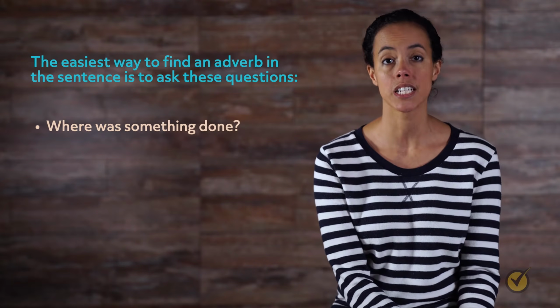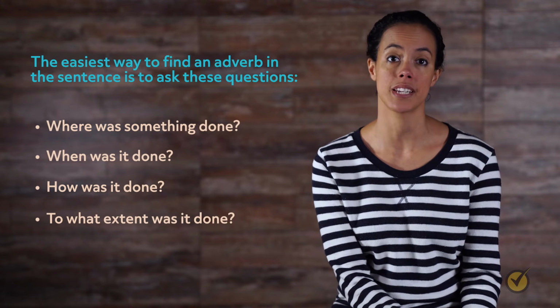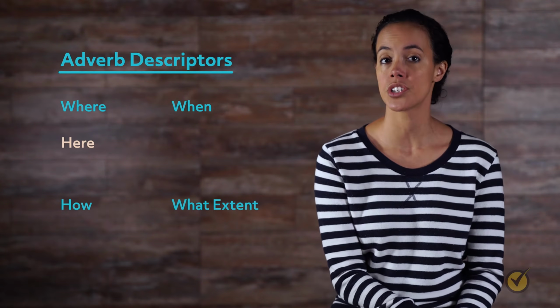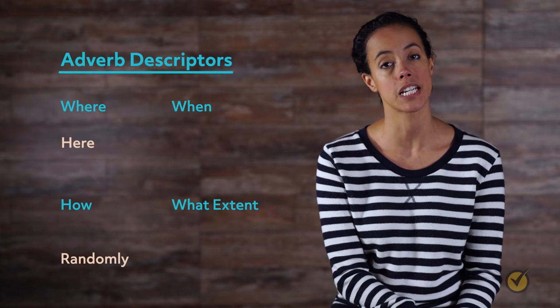Where was something done? When was it done? How was it done? And to what extent was it done? An adverb will always answer one of those questions. For example, the adverb here answers the question, where? And the adverb randomly answers the question, how?